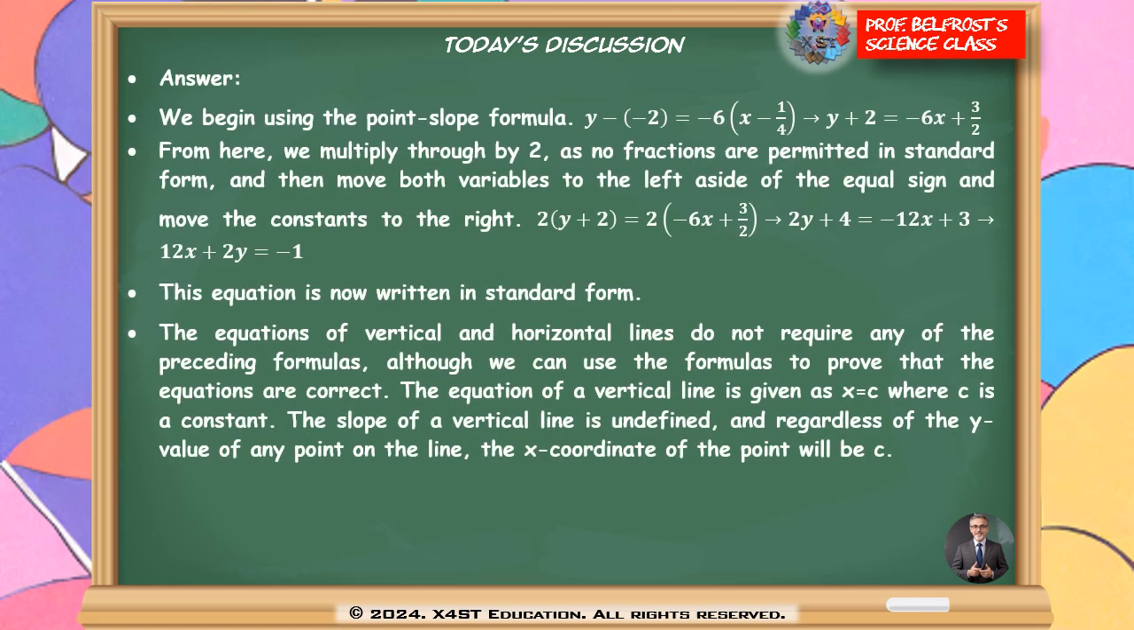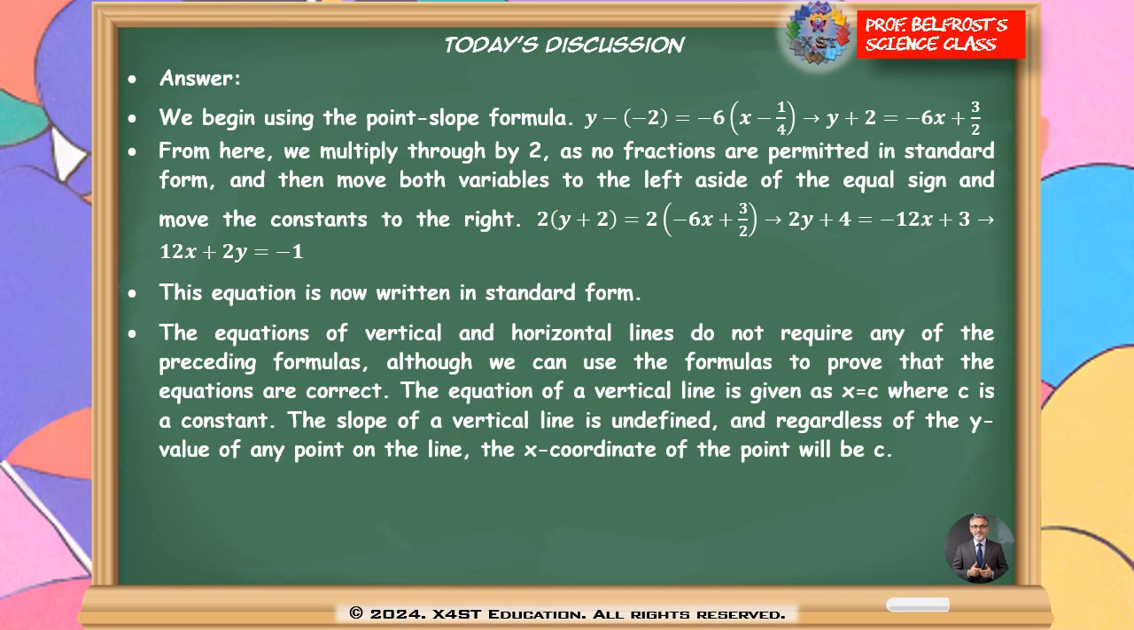So yeah, first you need to use the point slope formula and create the equation, which gives us, as shown, y plus 2 equals -6 (x plus 3). And then we need to omit the denominator. So we multiply it by 2 and we have -2x plus 3 equals y plus 4. And after some rearrangement, we get 12x plus 2y equals -1. And this is the equation in the standard form.